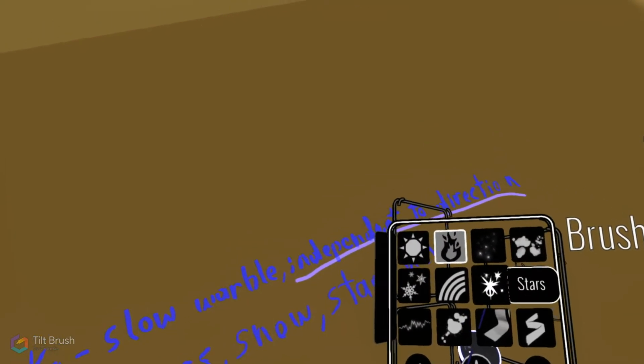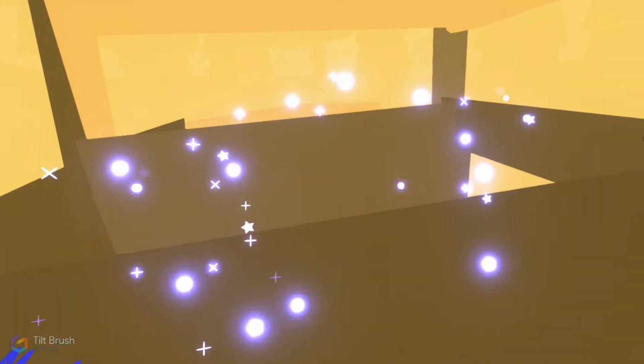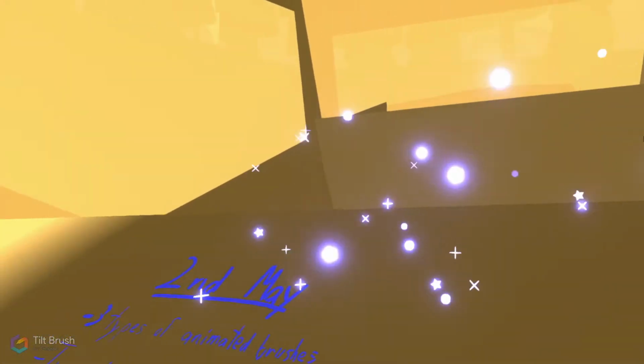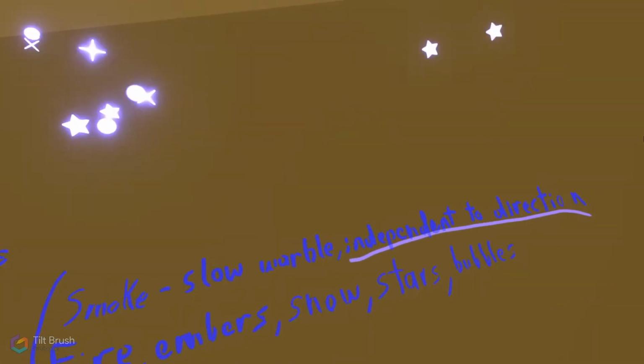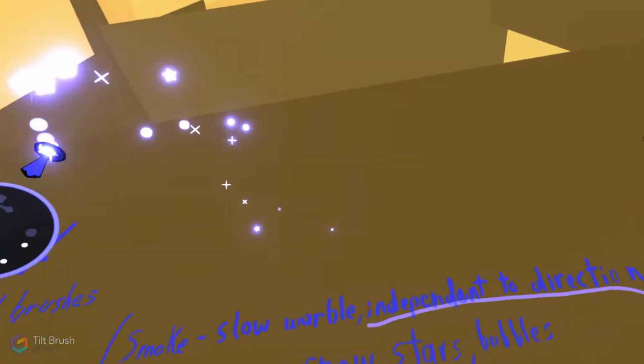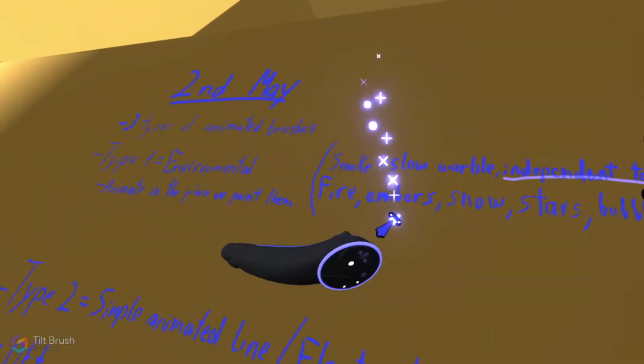Then the stars, again, it's an obvious one. It stays in place and doesn't really go in a specific direction. So you cannot really change the way it animates, except for changing the brightness and color. And then bubbles as well, it just wobbles.